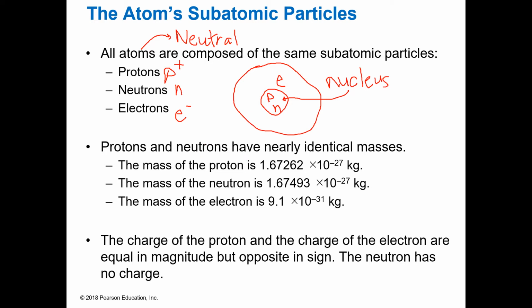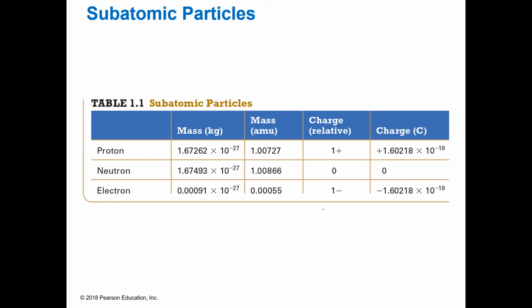Protons and neutrons, they're pretty similar in their mass. They're almost identical. You can see how little they are. And then the mass of an electron is even smaller. And again, you can see how little it is. Here's a chart from your book that you can use. So again, protons are positively charged. Neutrons are neutral. They don't have a charge. Electrons are negatively charged. You do not need to remember the mass of them.